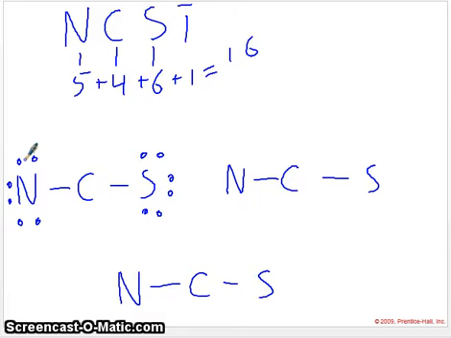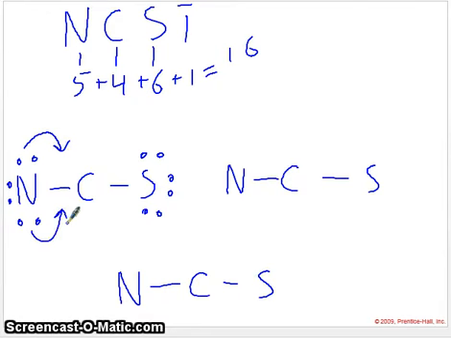There are a few ways of doing this. We can either ask nitrogen to share both of its electrons, we can ask sulfur to share both of its electrons, or we can ask each one of these to share just 1 pair. In fact, let's do that. Let's draw these 3 possible structures.